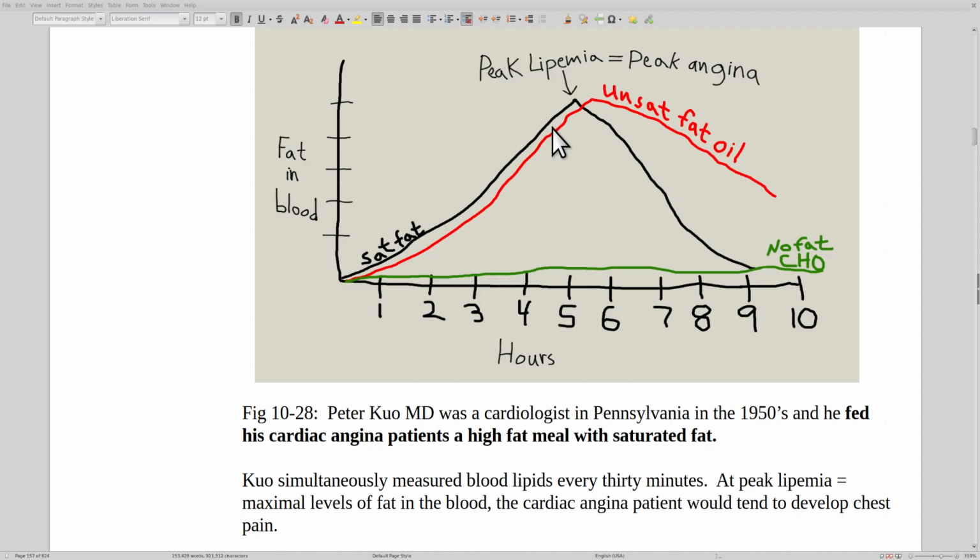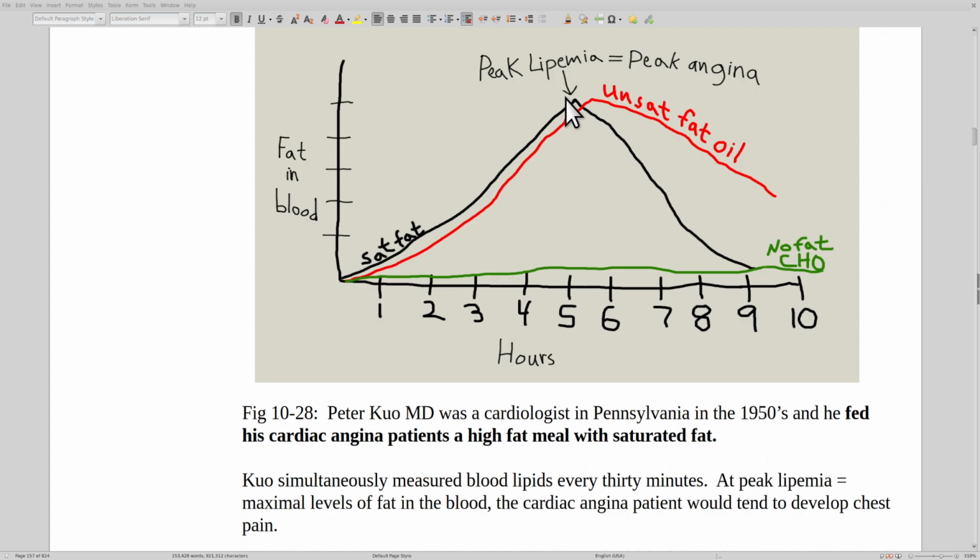And so he further confirmed that. Okay, when the highest amounts of saturated fat are present in the blood, you get the most anginal episodes. So he took a whole bunch of patients with known coronary angina, meaning symptomatic chest pain associated, for example, with exertion, and he fed them these high-fat meals.